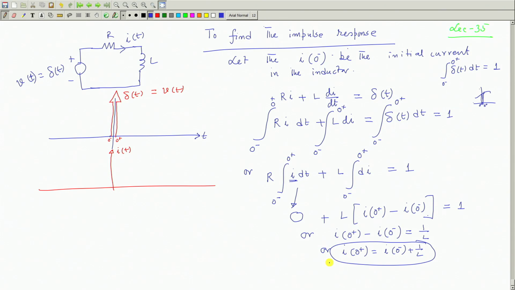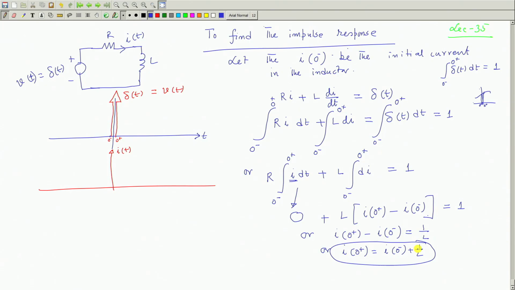I 0 plus will be equal to I 0 minus, provided the right hand side is not an impulse, that we have learned earlier. But here in this case 0 minus to 0 plus is as small an interval as you can think of. So, the current, earlier it was I 0 minus, in no time, that is at t equal to 0 plus, will become some value which will be equal to that initial current I 0 minus plus 1 by L.